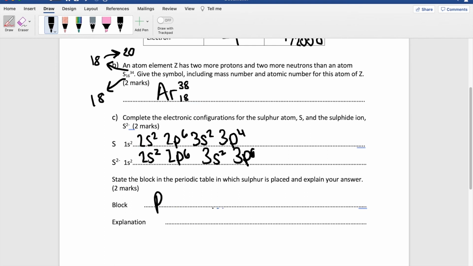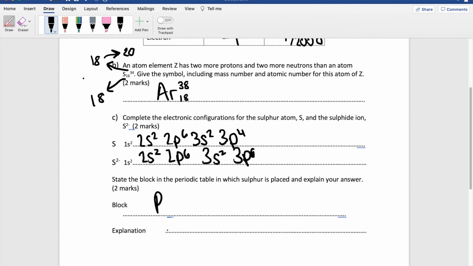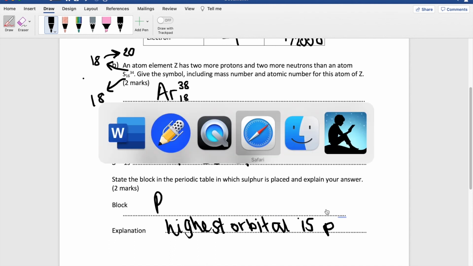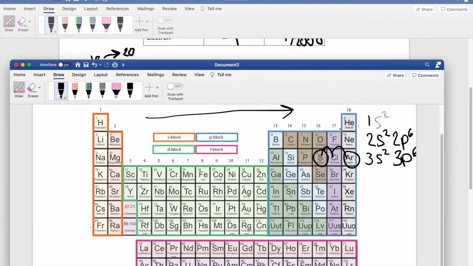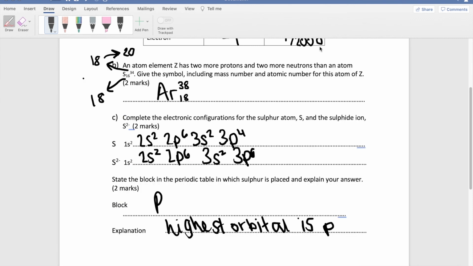For the explanation, all you'd want to say is because the highest orbital is P. If we get the periodic table up, that's where it ends essentially, and it doesn't go into the D block or the F block, it's S and P first. So it ends in the P block, hence the reason the highest orbital is P.